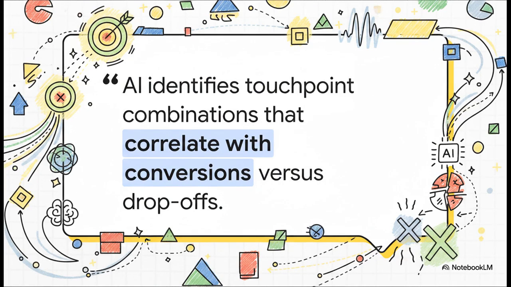You see, AI isn't just guessing. It's analyzing every single customer journey, not just the ones that ended in a sale, but also the ones that didn't, to find these hidden patterns. It can actually see which combinations of touchpoints lead to a sale versus a drop-off. And it does this by processing signals that are literally impossible for the human eye to spot.